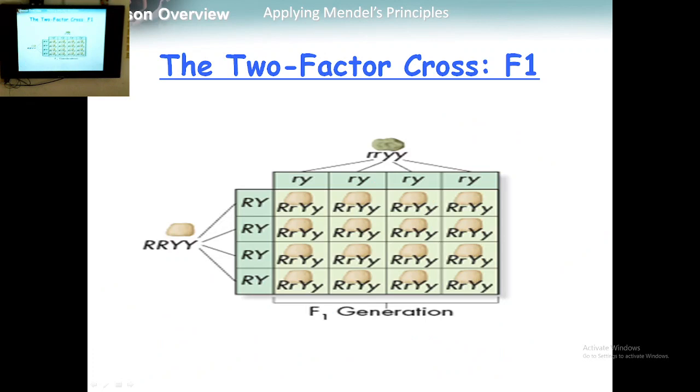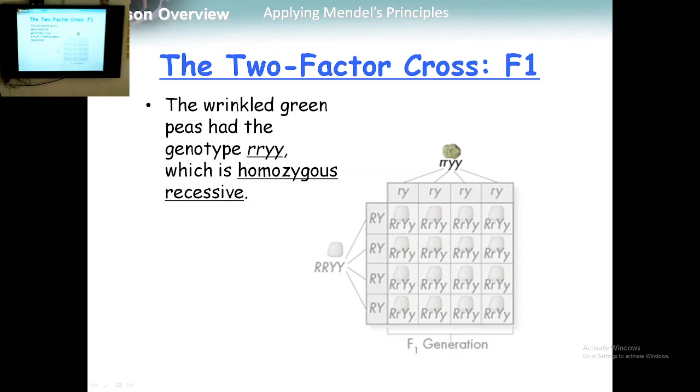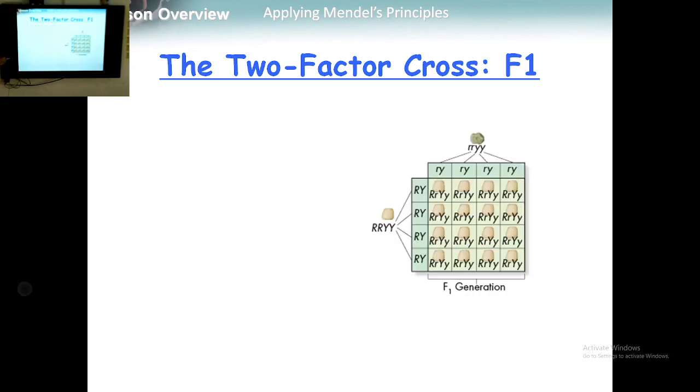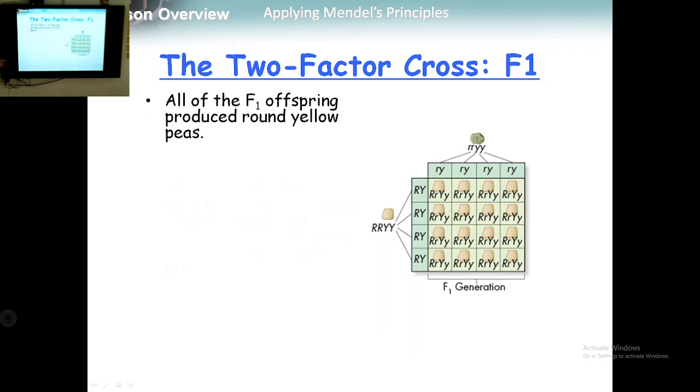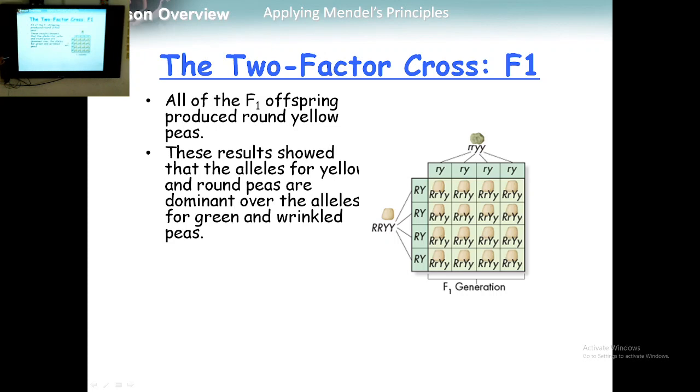This is again the generations, the F1 generation, which is the two-factor cross F1 generation, the filial generation. Okay? The wrinkled green peas had the genotype of R small, R small, Y small, Y small, which is homozygous recessive, that we can't see in the F1 generation. All of the F1 generation is R capital, R small, Y capital, Y small, which is round yellow seeds.